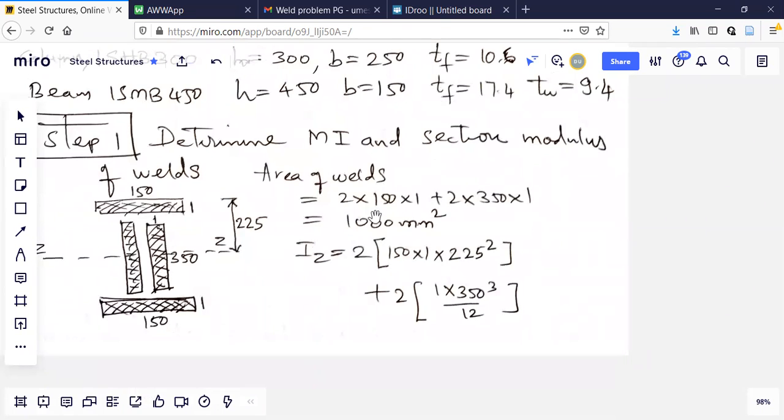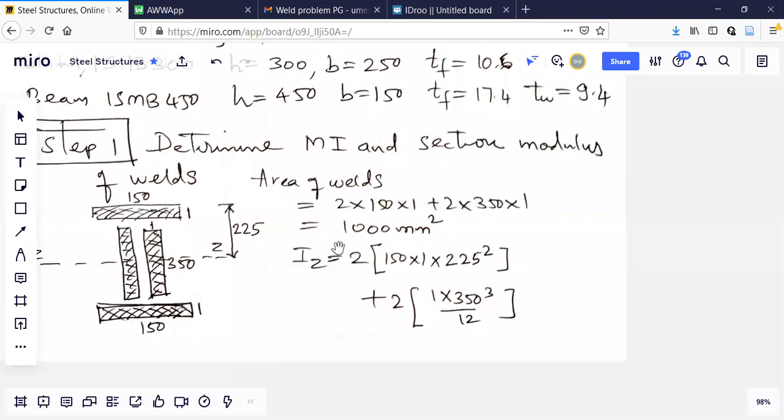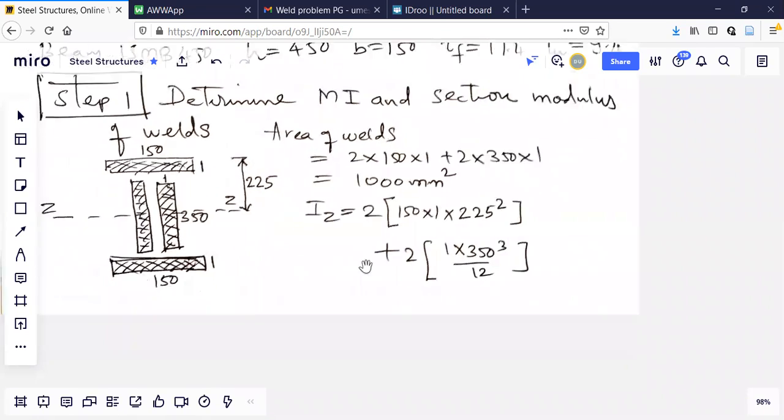So find the area: 2 into 150. You forget this 1 here. Don't worry about 1 because everywhere it is 1 only. There are 150 here, 150 at the bottom; both are two rectangles of 150 by 1. So 2 into 150 into 1 plus 2 into 350 into 1. These two horizontal rectangles are of the same dimension. Finally, it is 1000 mm square. It is actually mm we can write because unity is considered. Whether you write mm square or mm, it doesn't make any difference.